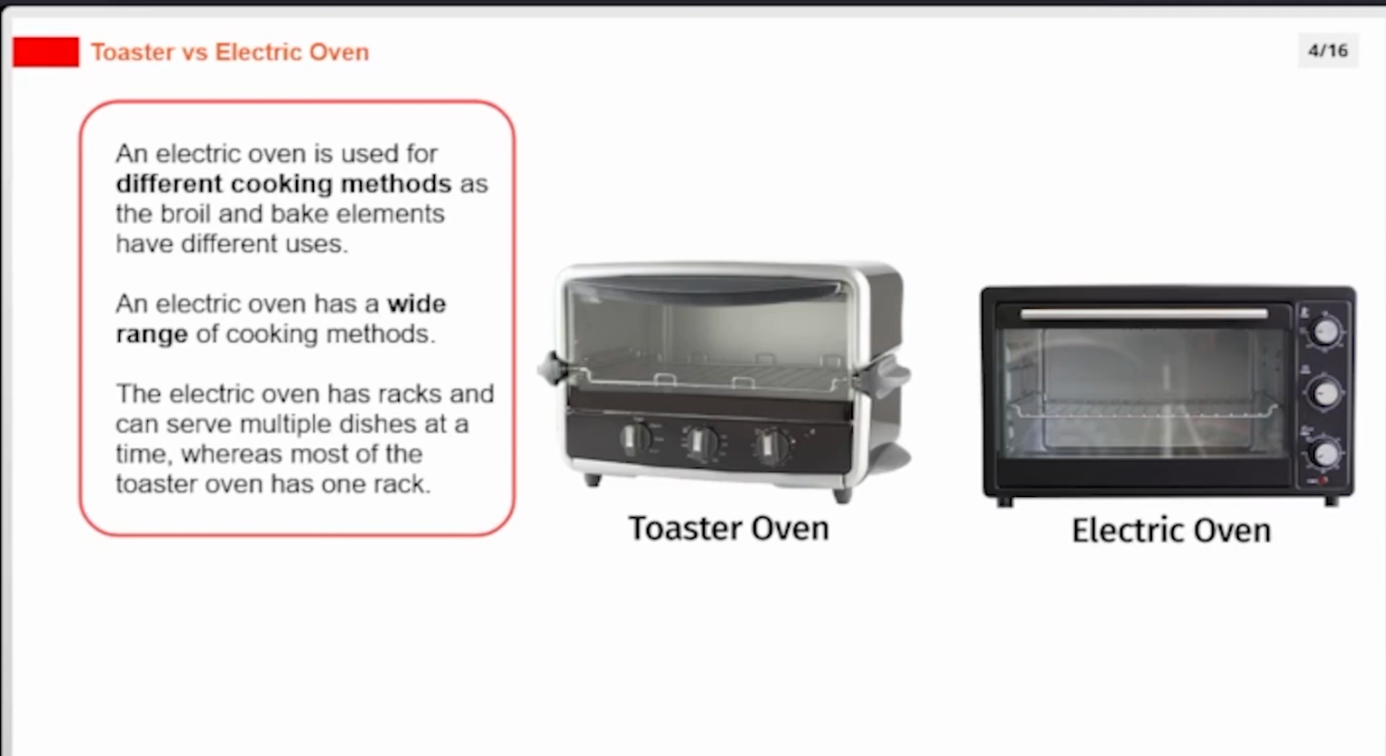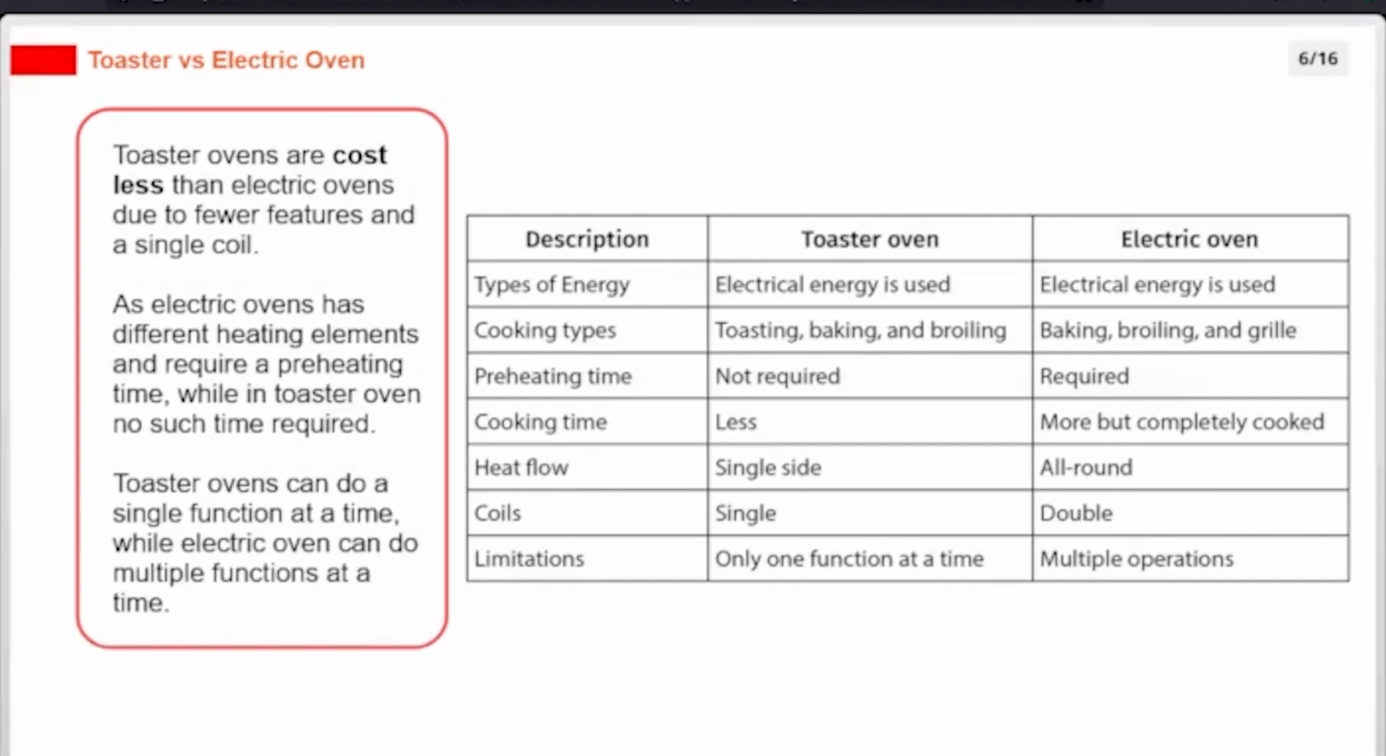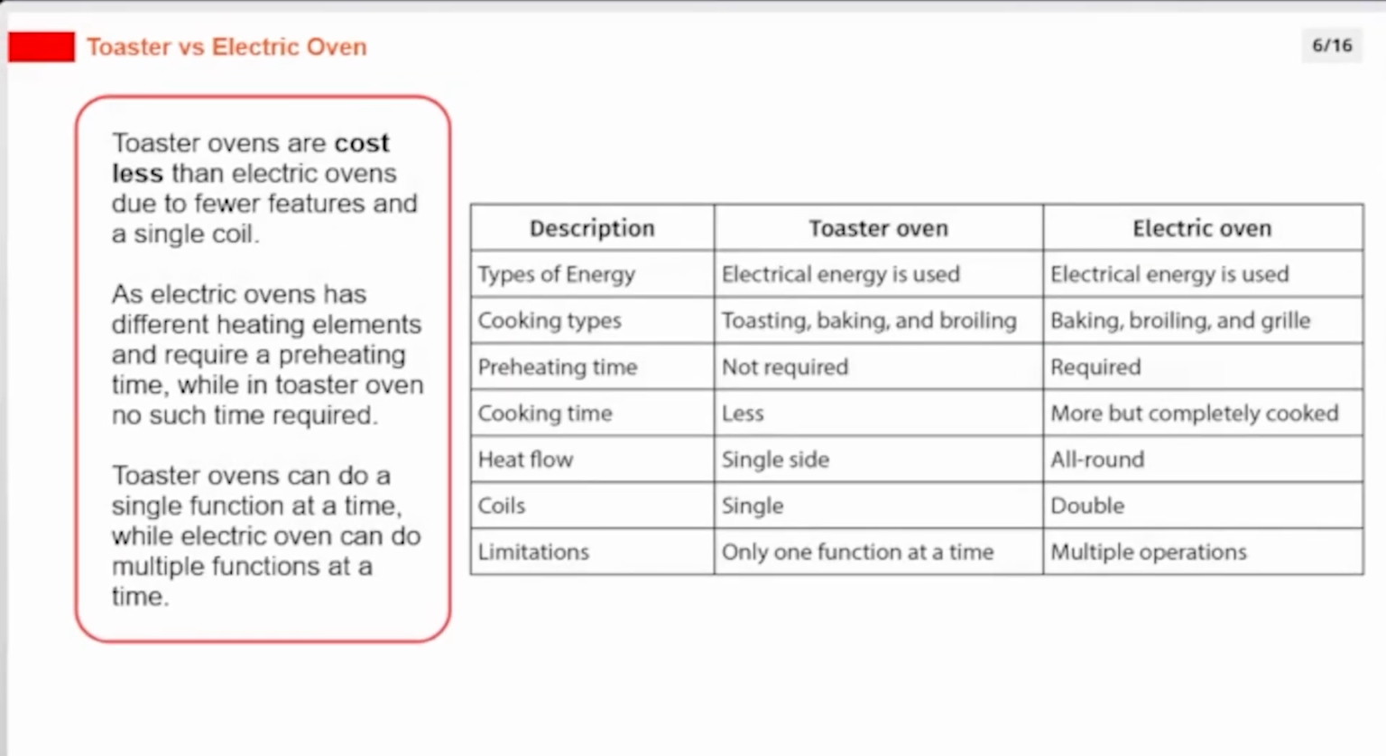The electric oven has racks and can serve multiple dishes at a time, whereas most toaster ovens have 1 rack. Toaster ovens cost less than electric ovens due to fewer features and a single coil. As electric ovens have different heating elements, they require a preheating time, while in a toaster oven no such time is required. Toaster ovens can do a single function at a time, while an electric oven can do multiple functions at a time.